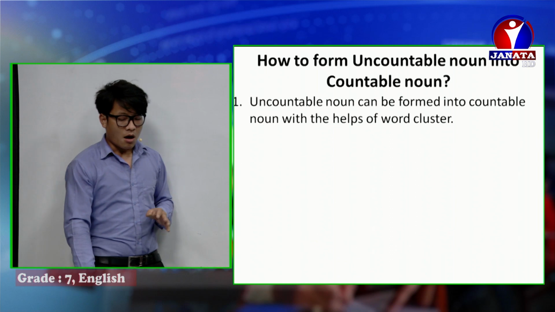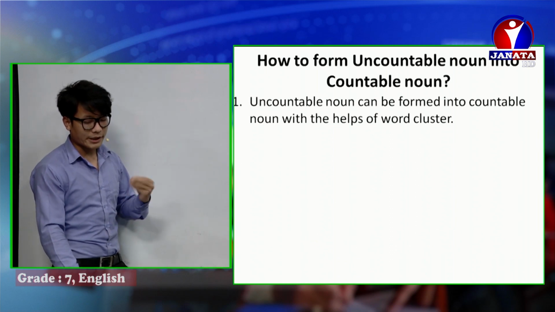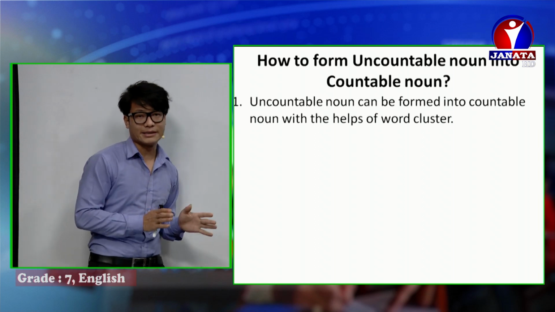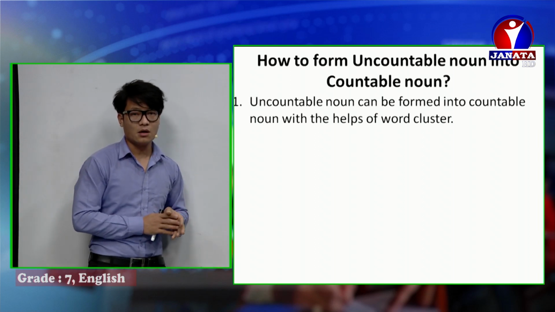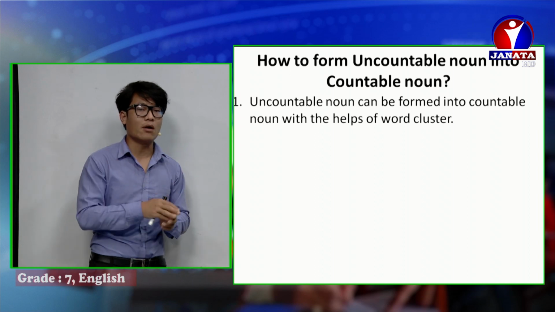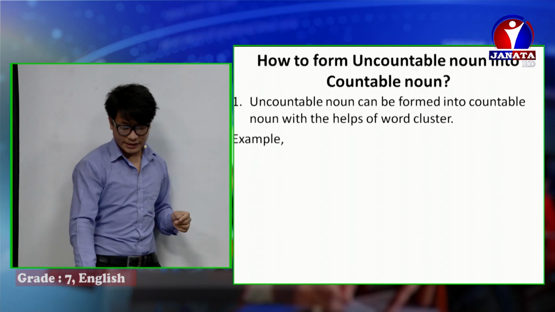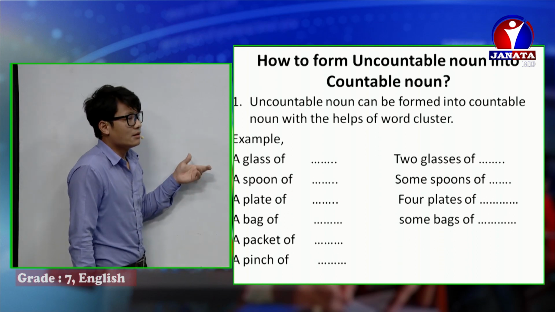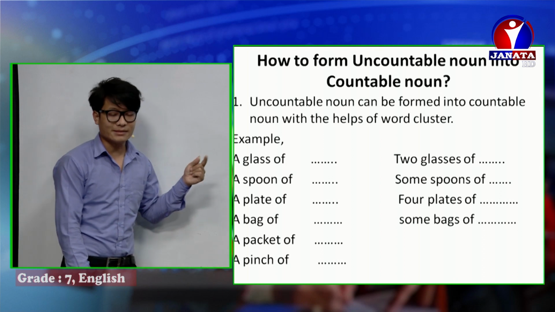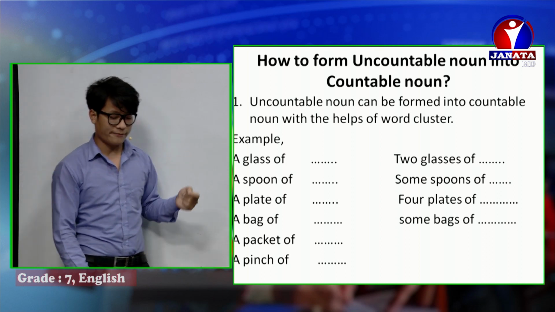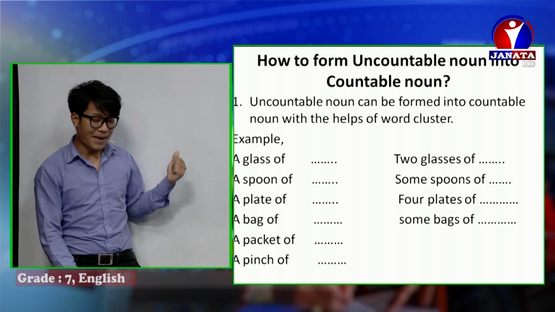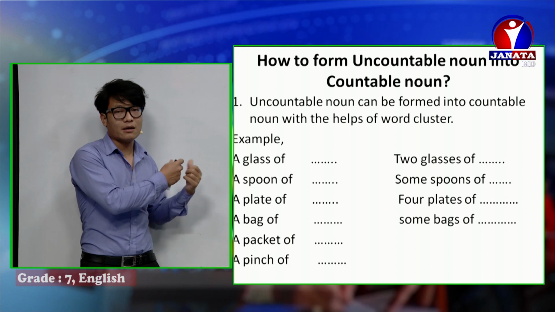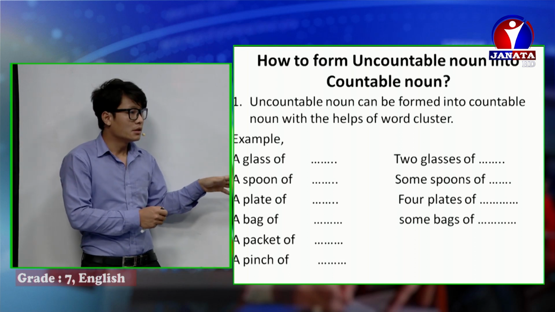Uncountable nouns can be formed into countable nouns with the help of word clusters. Now let's see what word clusters can be used to make uncountable nouns countable. For example, you can see in the slide: a glass of, a spoon of, a plate of, a bag of, a packet of, a pinch of, a sack of. These are the word clusters.